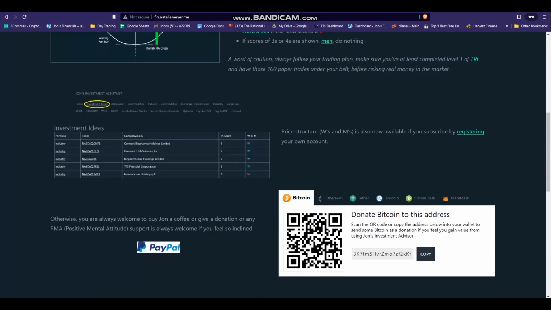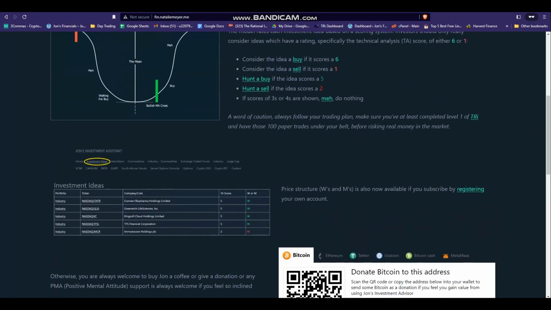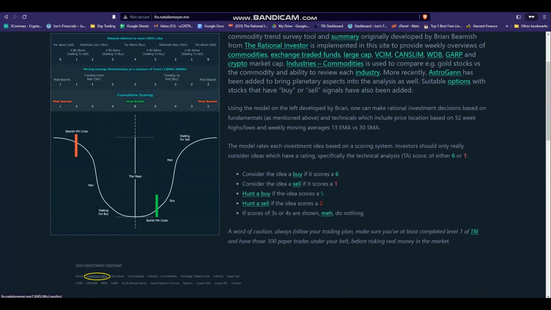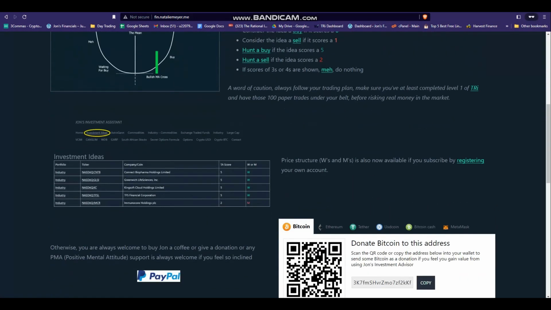I've added a new feature which looks at price structure. It will also find W's and M's, which we're taught very early on in level 1. In addition to showing this rating and the different FAs, you also see a column for W or M, and that's currently available.